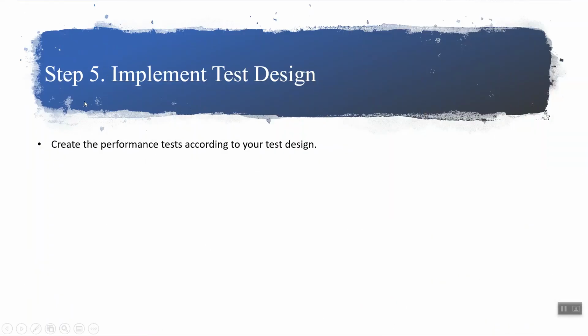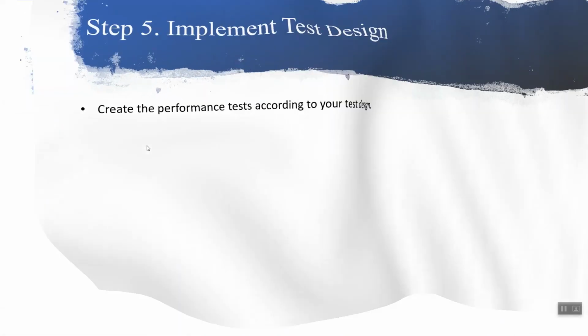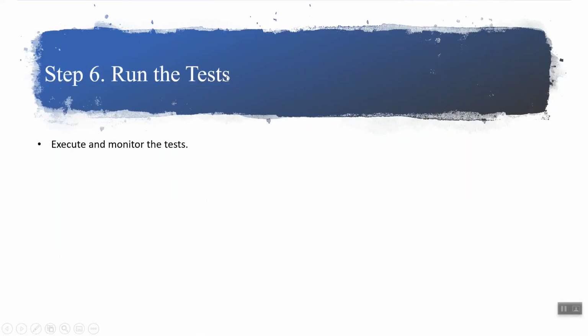The next is step 5 where we implement the test designs. So already we created the test design. Here we implement the test designs where we create the performance test according to your test designs. In step 6, we run the test. We already created our test. Here we execute and monitor the test.